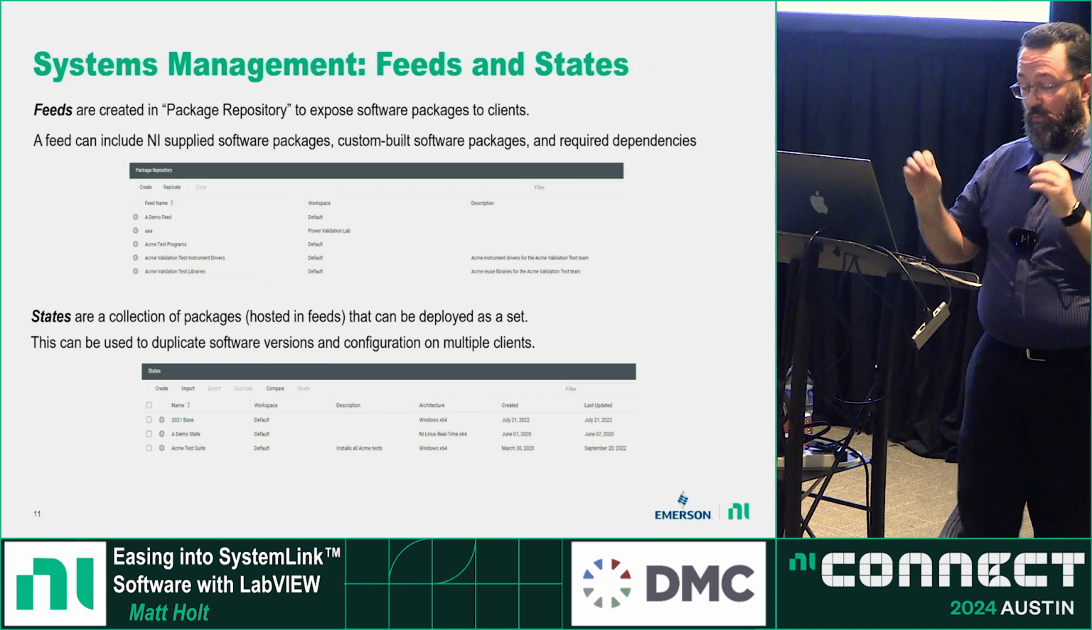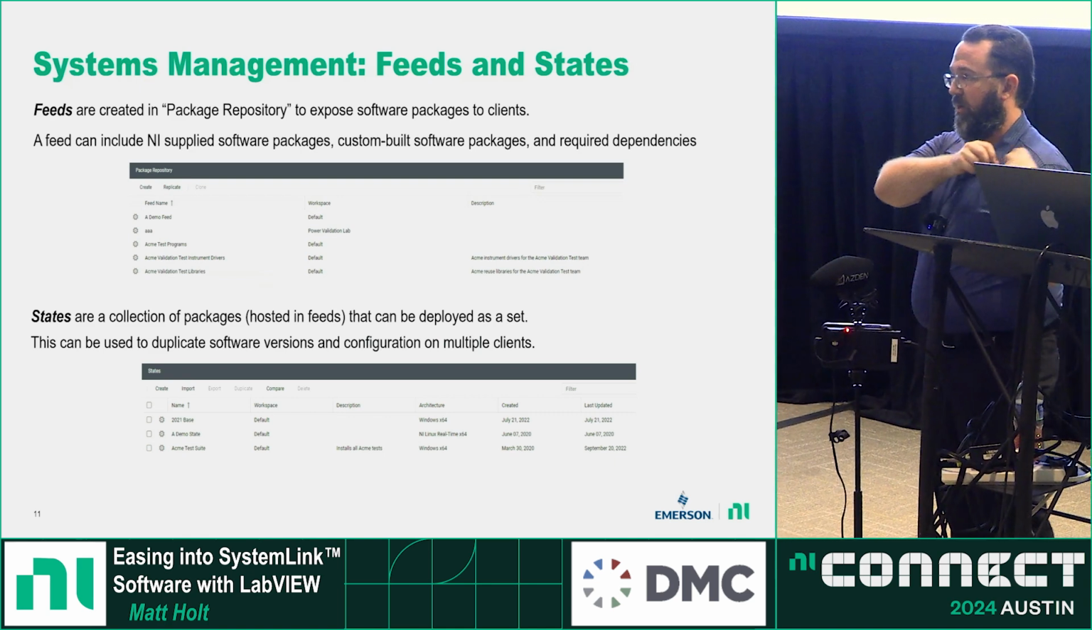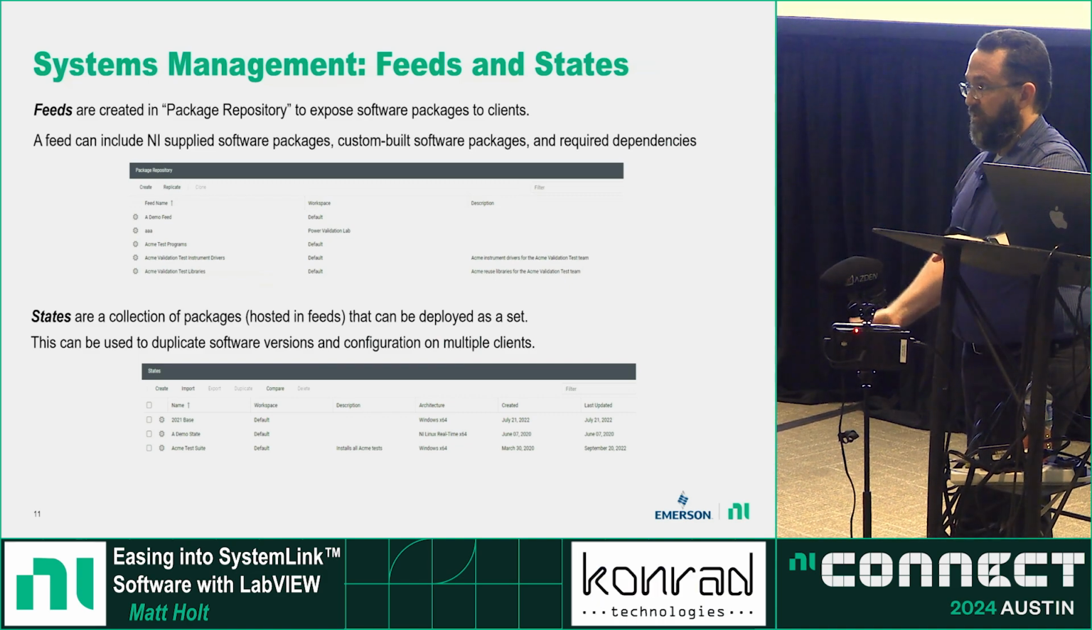A state, since I mentioned a state. Imagine if you could take a snapshot of the software on a test station, know where it came from, so you've got the feeds list, you have the exact version of the software, the exact version of all the dependencies, and store that. And I'm not talking about a bitwise copy or clone of the machine. I'm talking about a small text file. SystemLink provides that to us. So we can save that as a state.